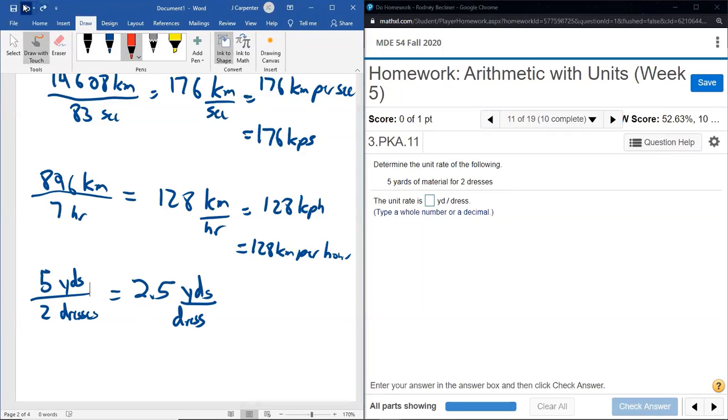I did not mean to hit that. I really hope that, there we go, okay.